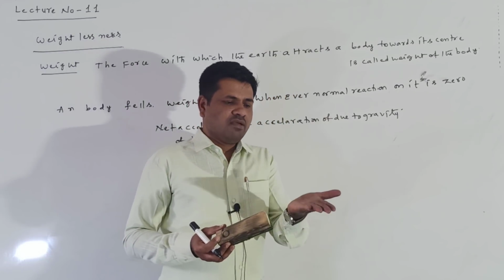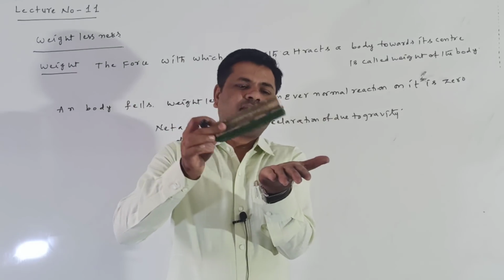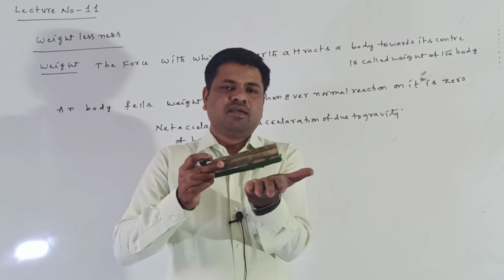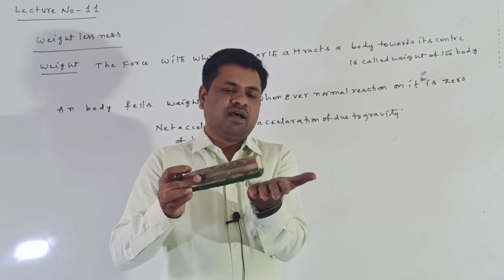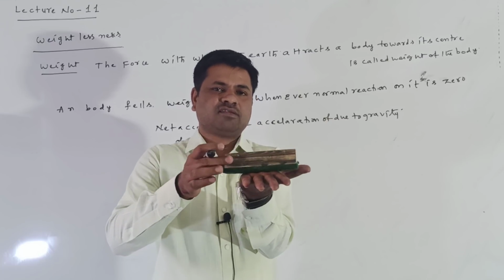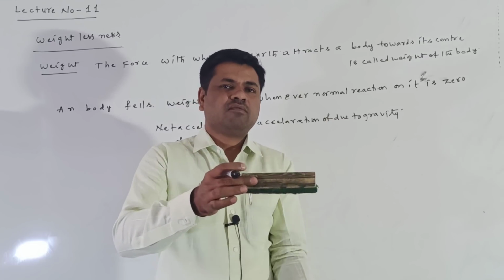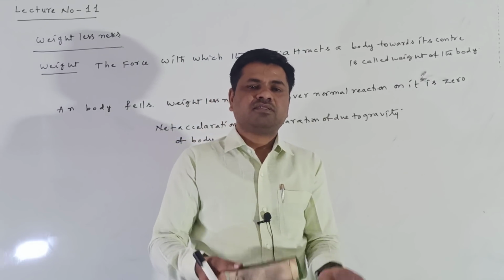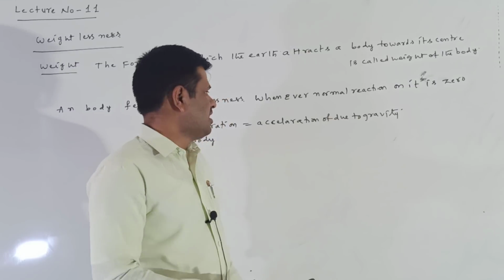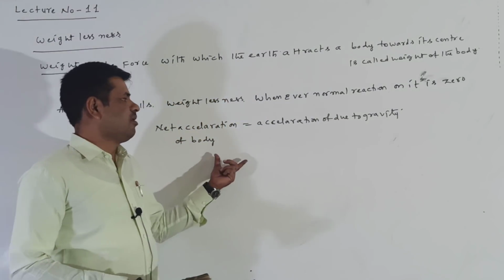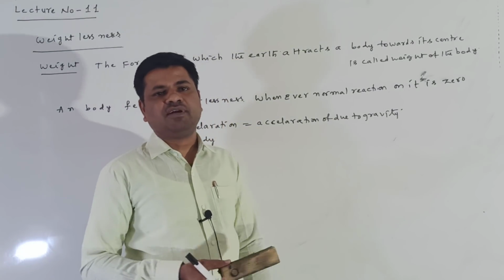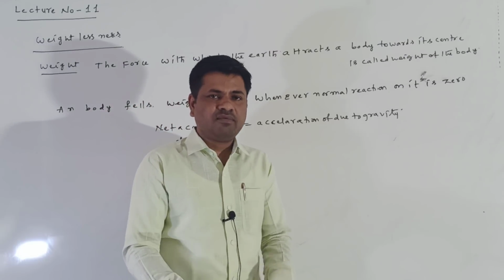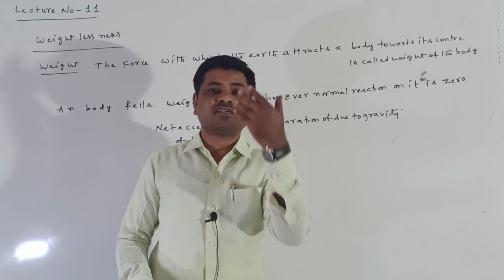Suppose this is a body, and I am placing it on the surface of my hand like this. Suppose my hand is removed, it easily falls down. This is in the state of free fall, which means the net acceleration of the body is equal to the acceleration due to gravity. When it is freely falling, only the weight is acting, the normal reaction is not acting.